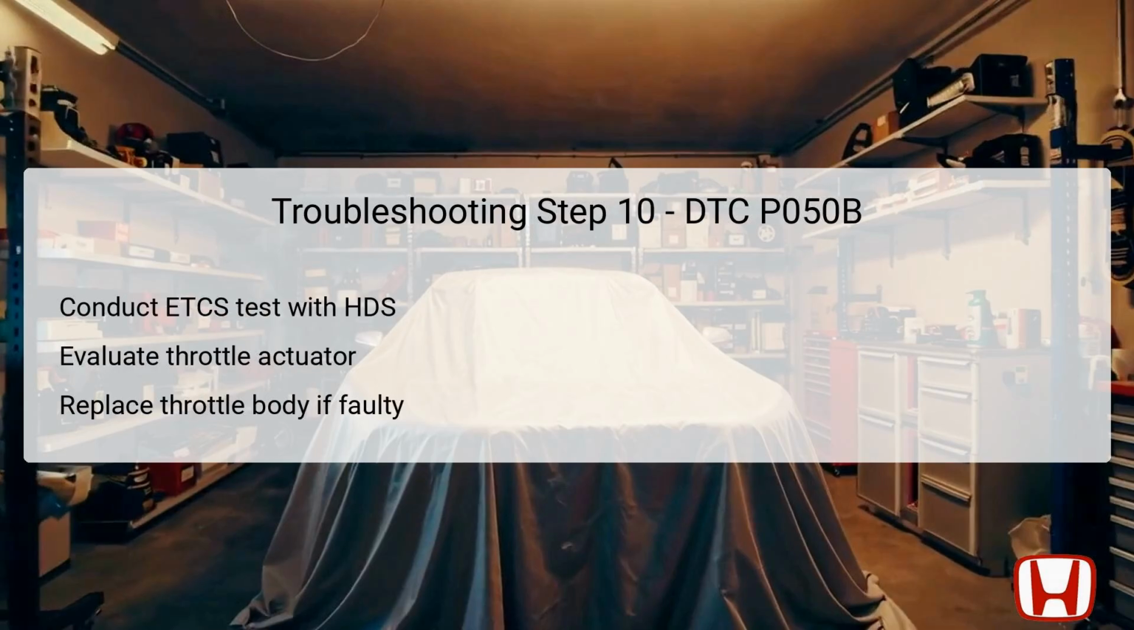As you move forward, conducting the electronic throttle control system (ETCS) test using the HDS is vital. This testing phase focuses on assessing the health of the throttle actuator control valve, located within the throttle body assembly. The throttle actuator plays a significant role in regulating engine air intake, and any malfunction here can directly contribute to performance issues linked to DTC P050B.